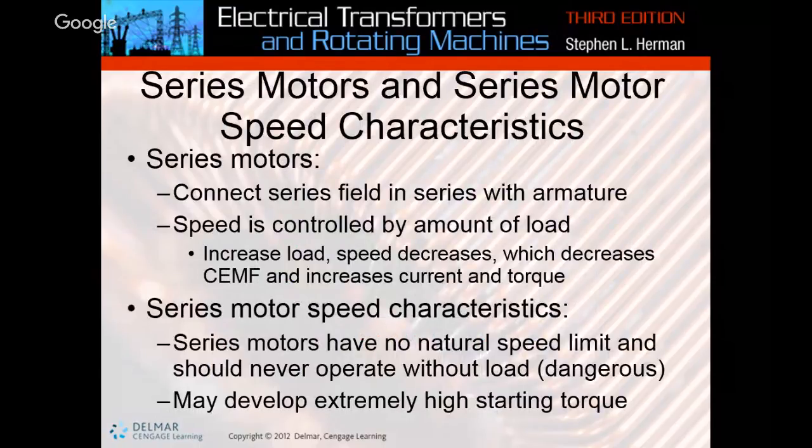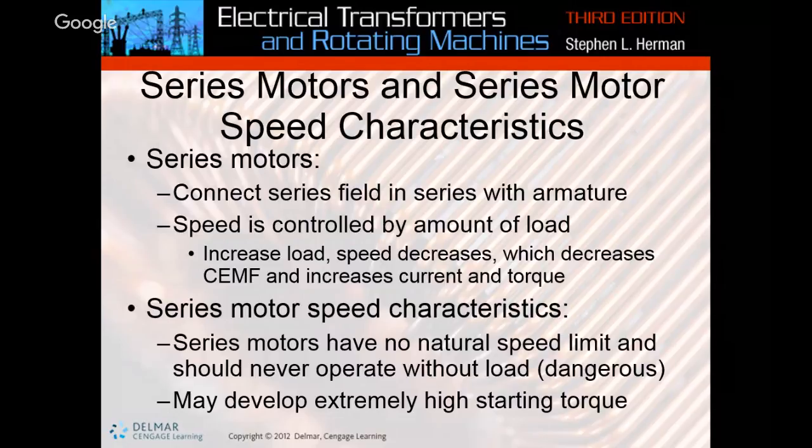Series motors and series generators, speed characteristics. In a series motor, the series field is connected in series with the armature. Speed is controlled by the amount of load. Increase the load and speed decreases, which decreases the CEMF and increases the current and torque. Series motors have no natural speed limit and should never operate without a load because it's dangerous.